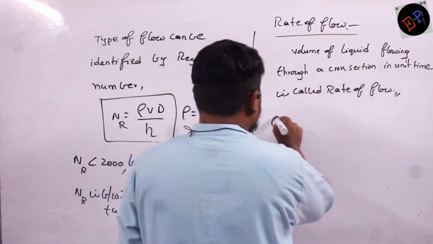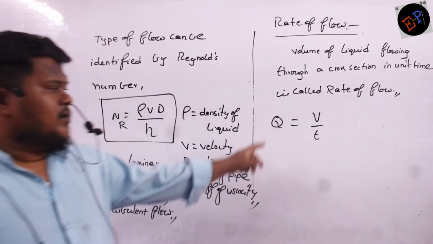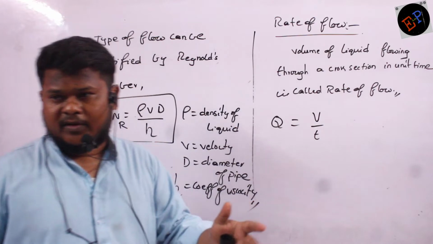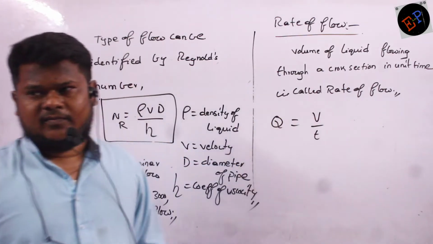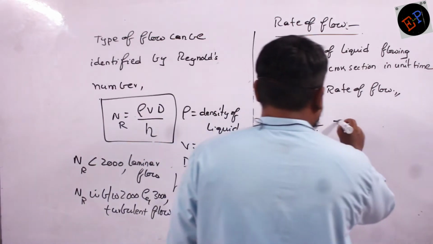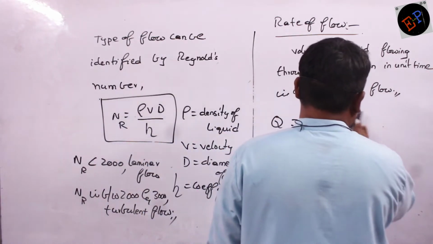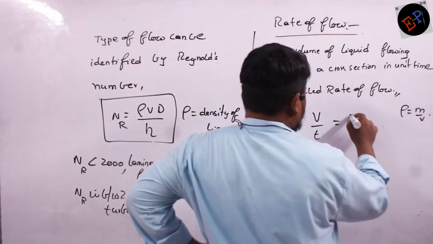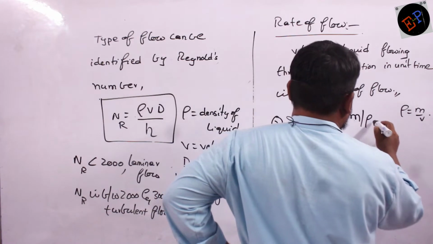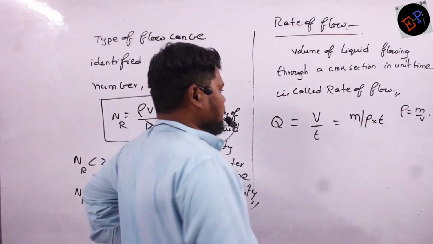You can represent this by Q. Q is equal to V by t. V means volume of liquid. How much volume of liquid is flowing in a time of 1 second, that is called rate of flow. Volume can be written as mass by density, no? Density is equal to mass by volume. So volume can be written as mass by density, and Q is equal to mass by density multiplied by t.